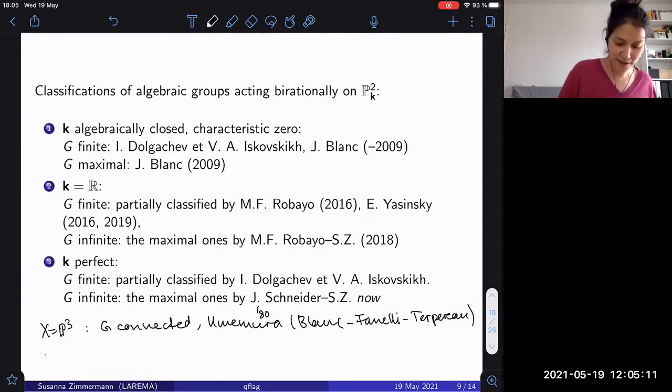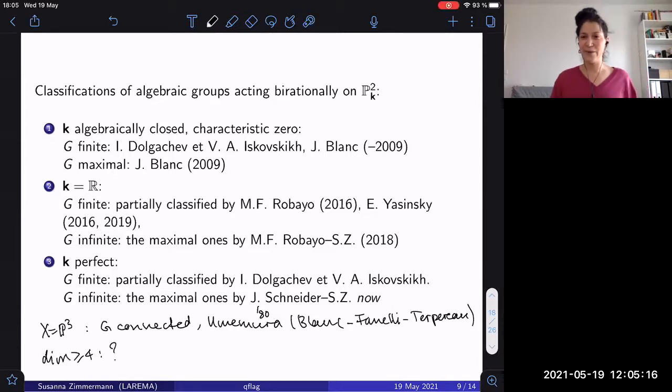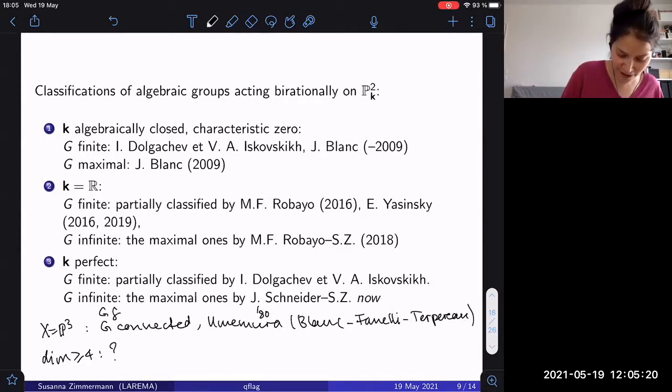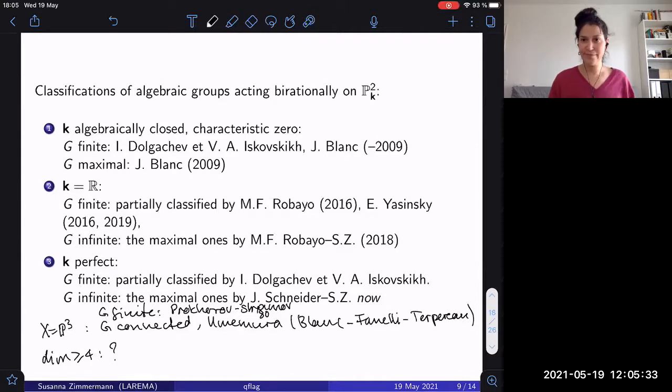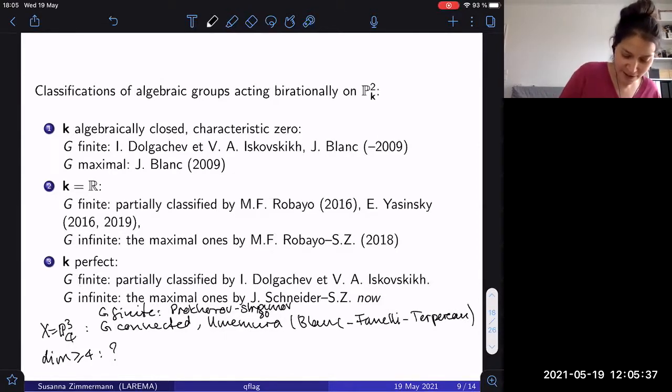And in dimension bigger, we have absolutely no clue. But for G finite, there are partial classifications by Prokhorov and Shramov. And this is, yes, all over C.